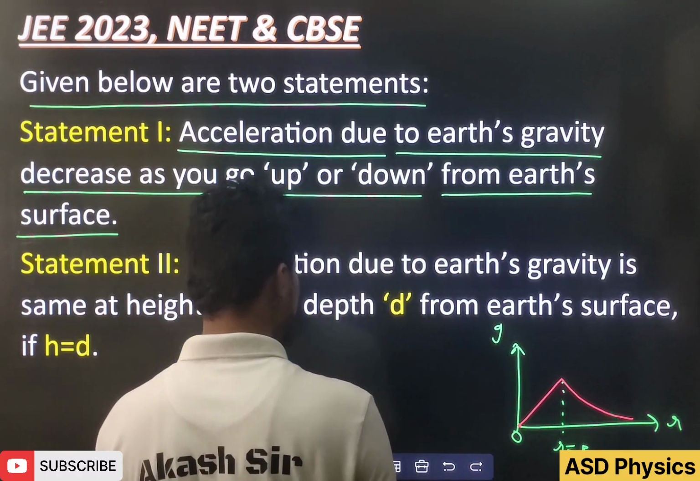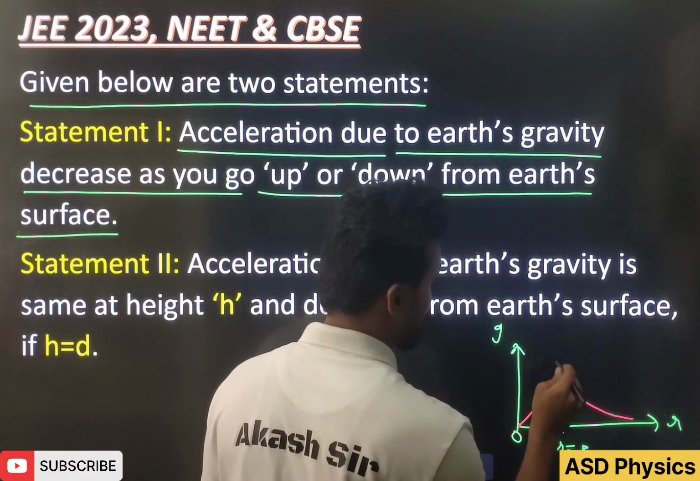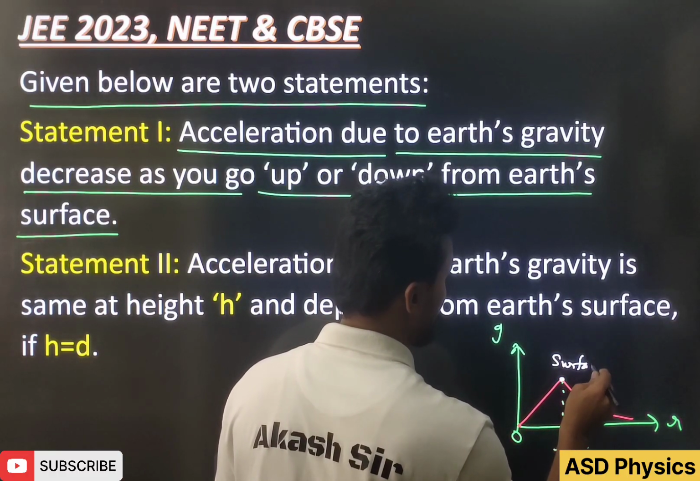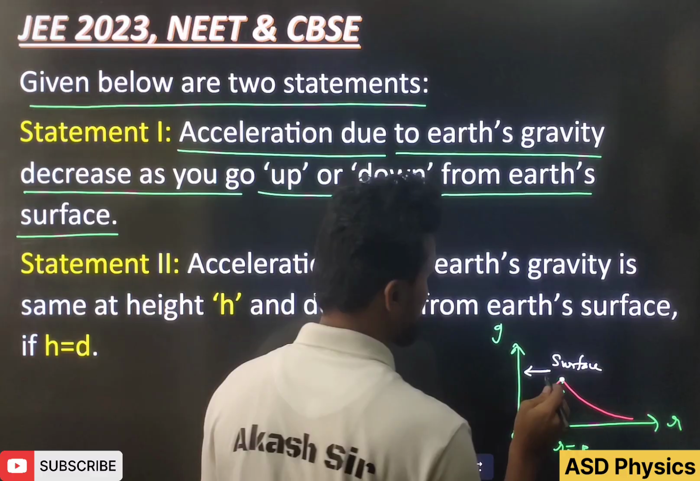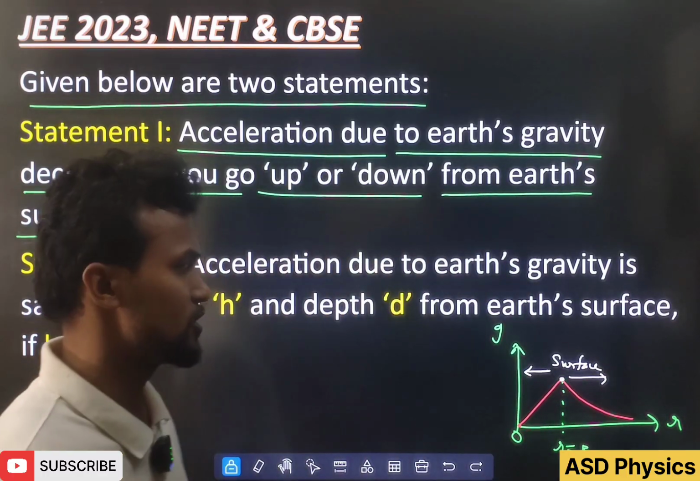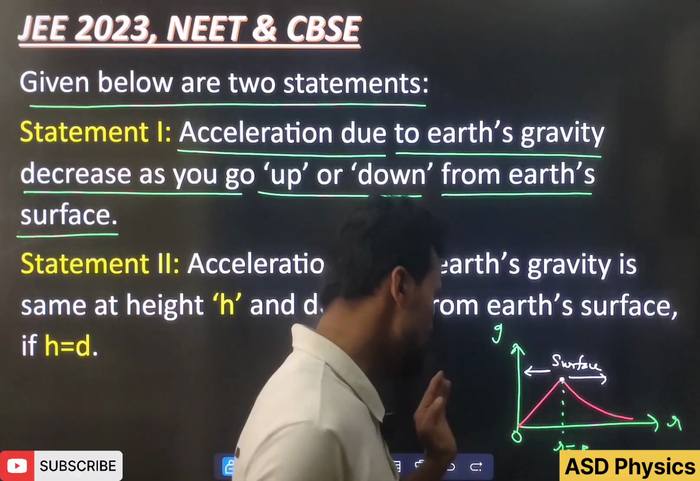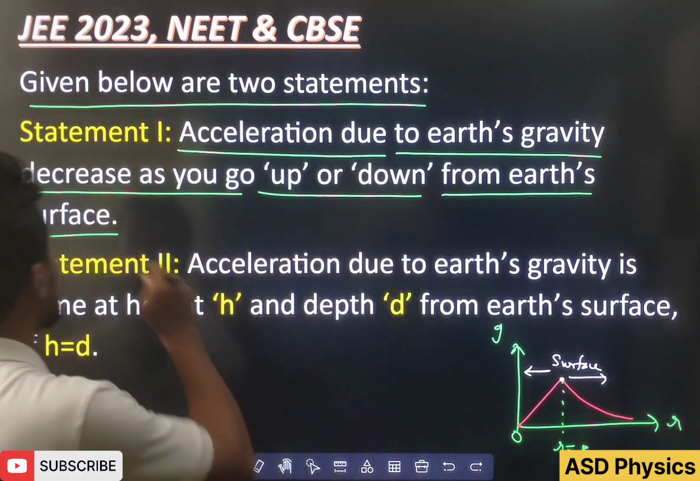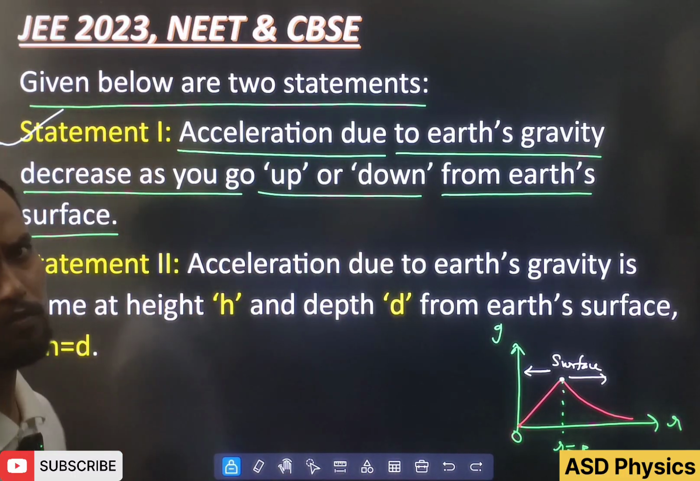But in case I take this as my reference with respect to the surface, this is the surface. So with respect to the surface, if you go this side, gravity value is decreasing, if you go this side also, gravity value is decreasing. So whether you go up or you go inside, gravity value will decrease. So the correct option is, statement 1 is correct.